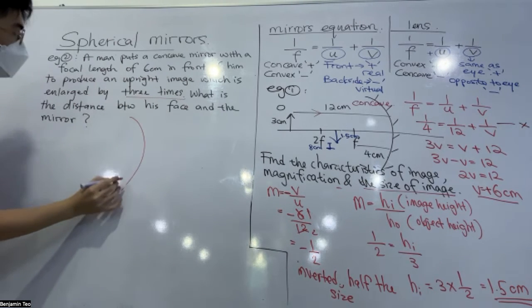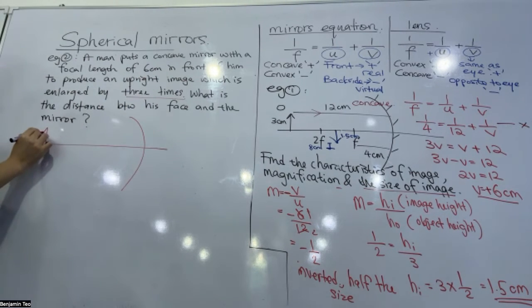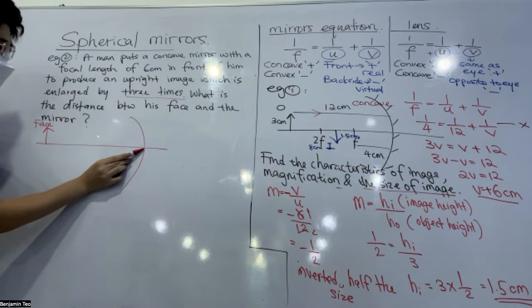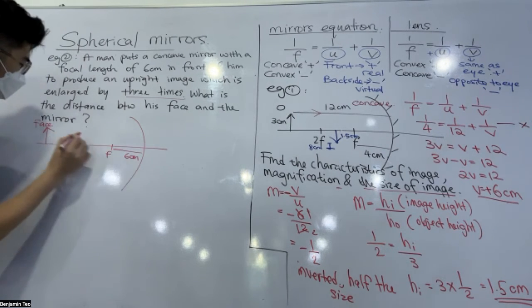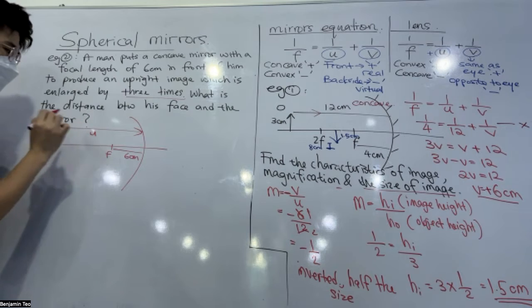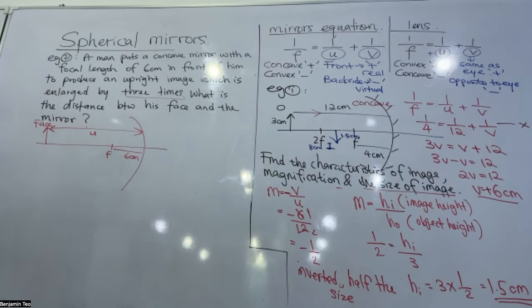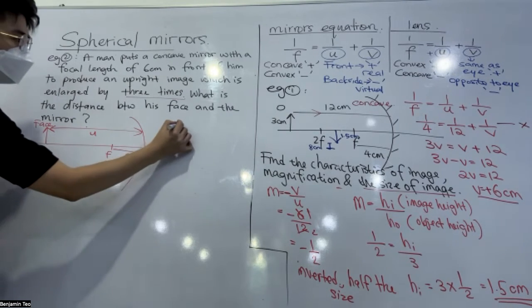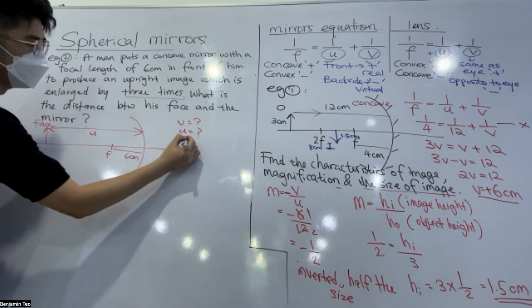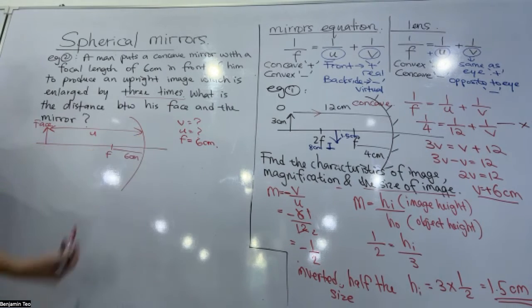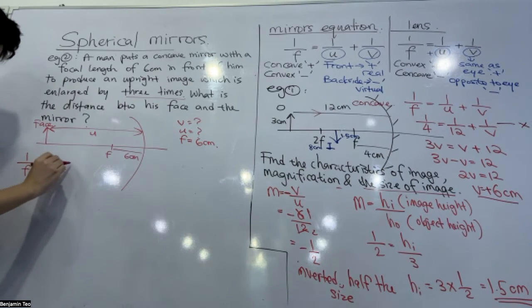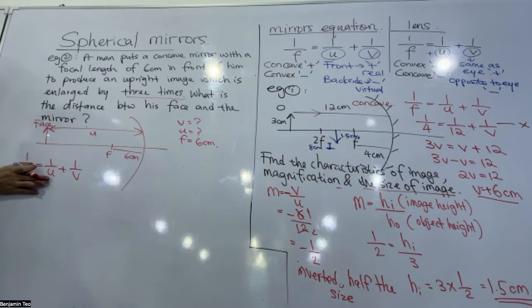Okay, so here's the concave mirror. This is the man face. Object mirror, focal length is 6 cm. You want to find U. Do we have V? Don't have V, don't have U. We only have F, 6 cm. So two unknowns, write it out first. 1 over F equals to 1 over U plus 1 over V. This is 6 cm.